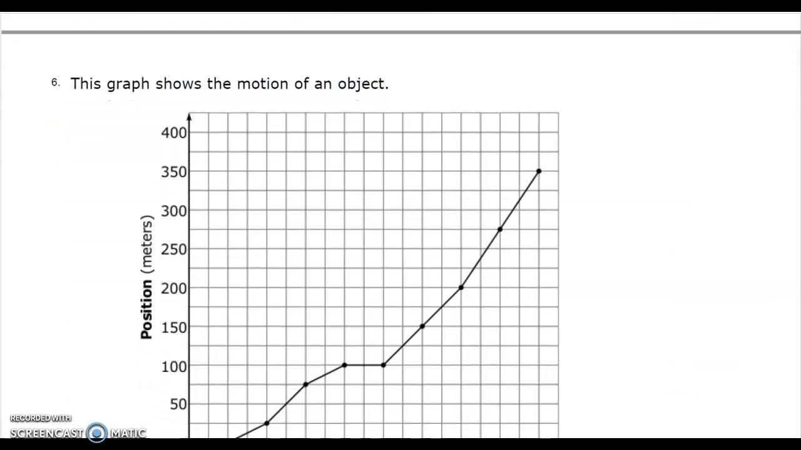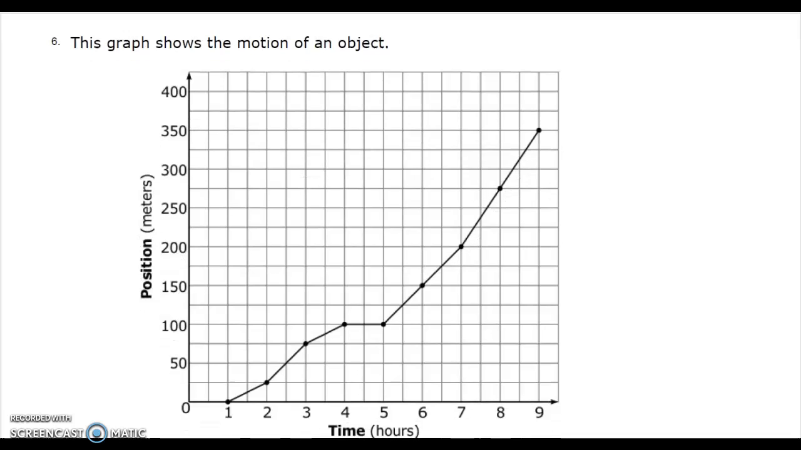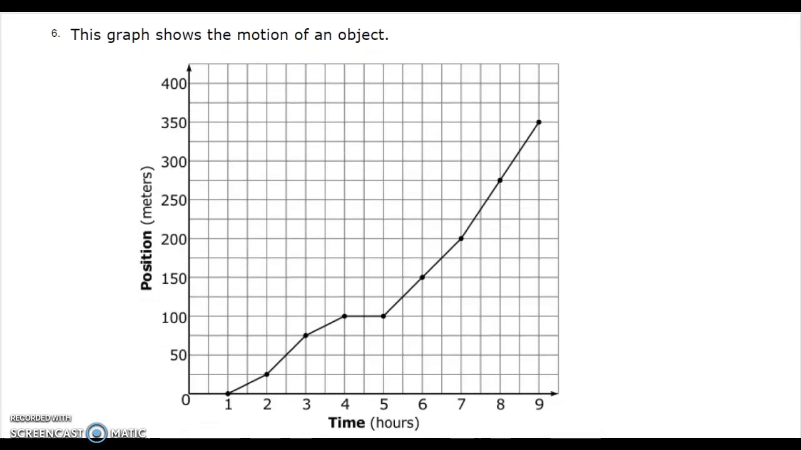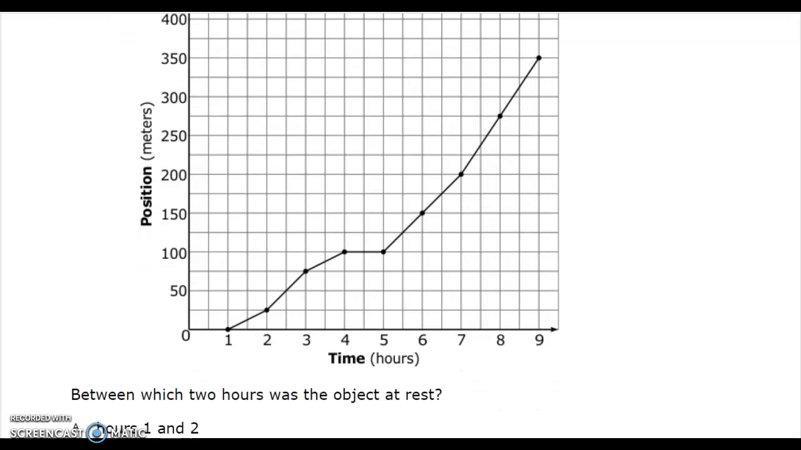This graph shows the motion of an object. It's a huge graph, by the way. So here's the motion of our object. Looks like the object moves. It stops between 4 and 5, and it continues to move further away, actually 350 meters away from the starting point as we go through there. Between which 2 hours was the object?